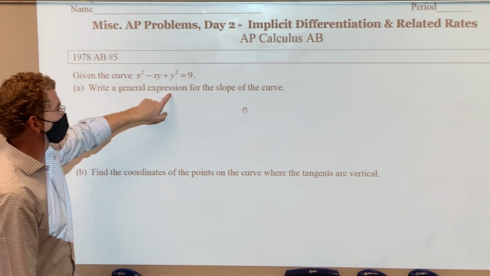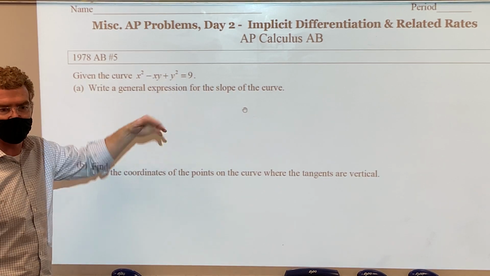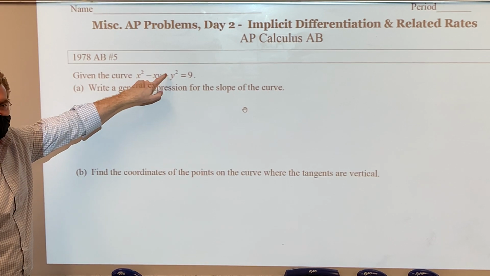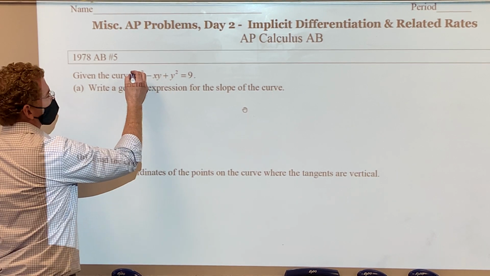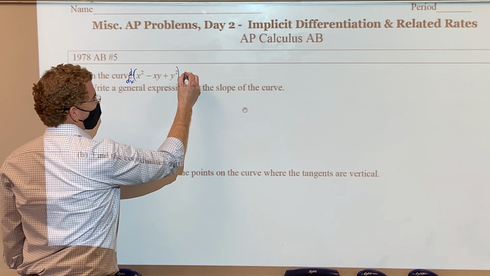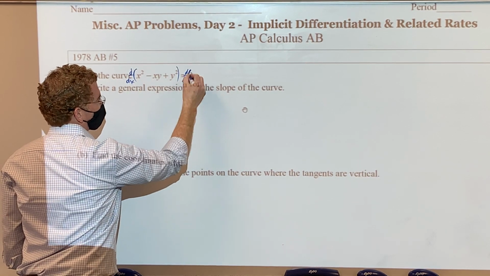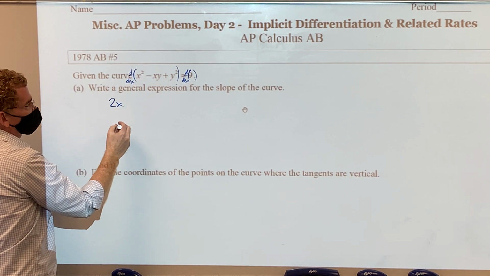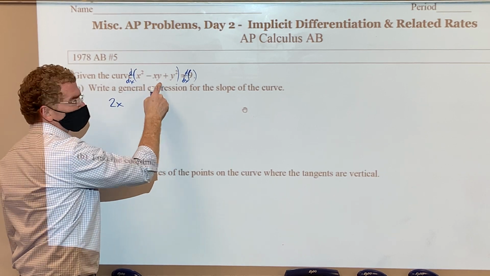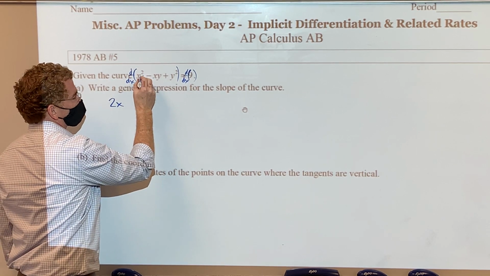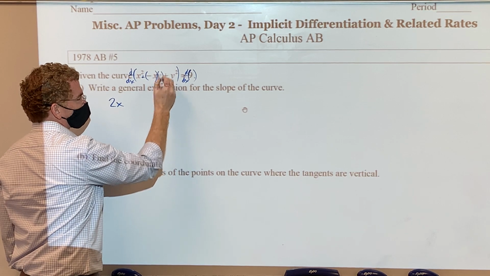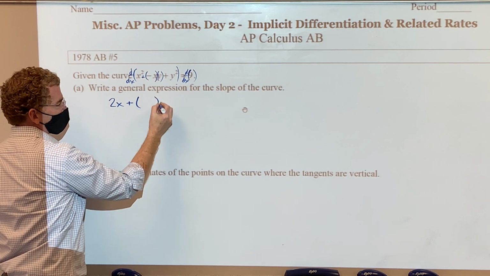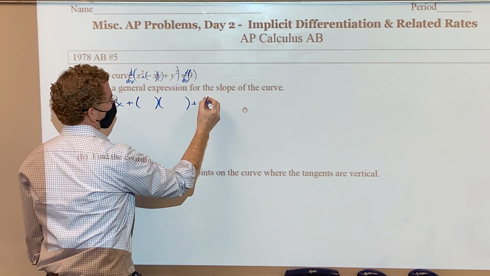It says, write a general expression for the slope of this curve. So I'm looking for what? The dy/dx, right? Because this is an x and y equation. So how would I take d/dx of both sides here? I'm going to take d/dx of that and d/dx of the 9. So how do I start out? 2x. The derivative of x squared is 2x. And then how do I deal with the negative xy? I'm going to treat it as negative x times y. So I'm going to go plus and then start my product rule.